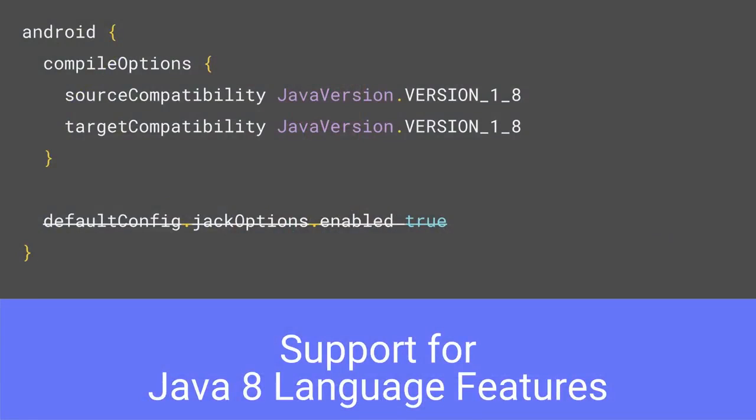The first one I want to talk about is Java 8 language features. So it used to require Jack. We announced a few weeks ago that Jack is deprecated. In fact, in 3.0, Jack is completely removed. If you try to enable it, it will tell you don't enable it. The DSL is still there so that we have a proper message. All you have to set up is the source compatibility and the target compatibility.